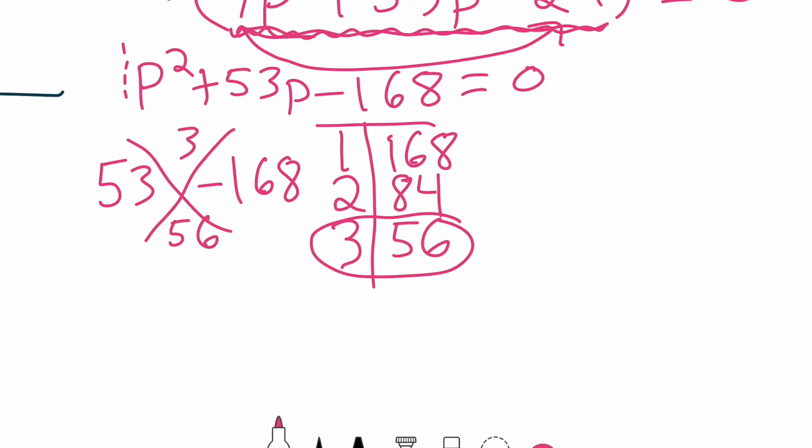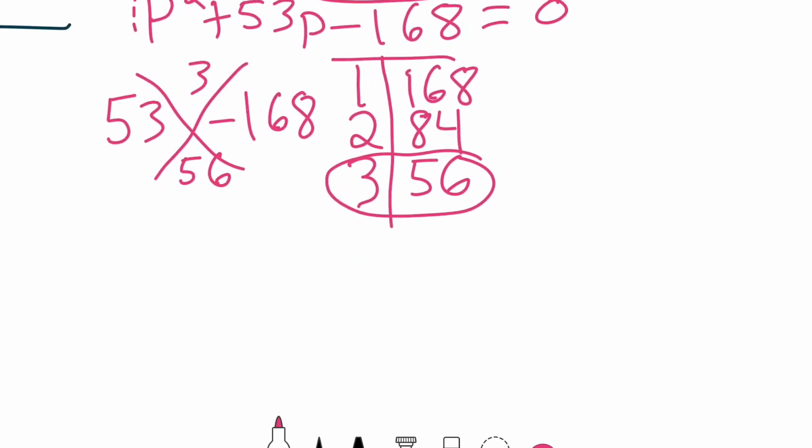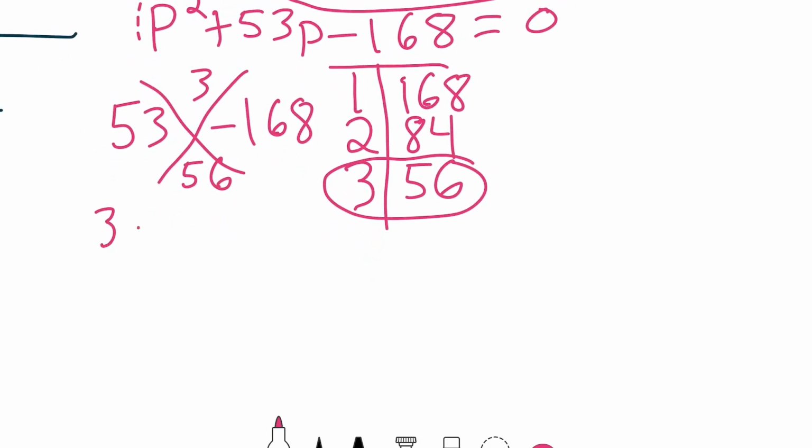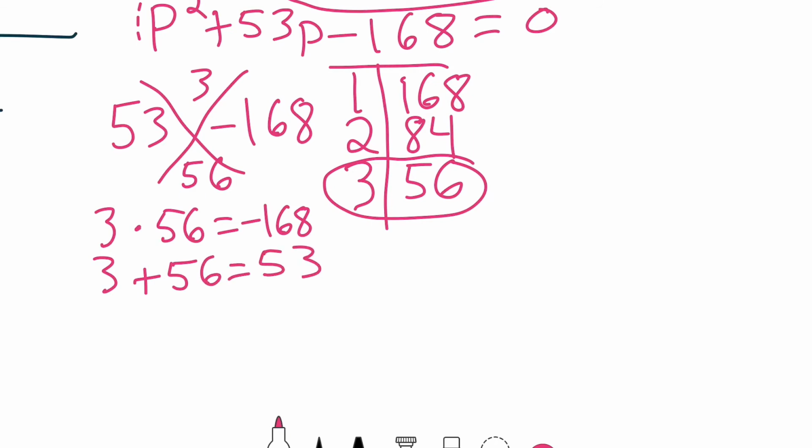Now, just making sure you can see it. So 3 times 56, and I want negative 168. 3 plus 56, and I want to equal 53. So which one has to be negative? Well, that 53 is positive, so that 3 has to be negative. Negative 3 plus 56, or 56 minus 3, is 53. So that 3 is negative. For the multiplication, negative times a positive is a negative. So that is what we want.